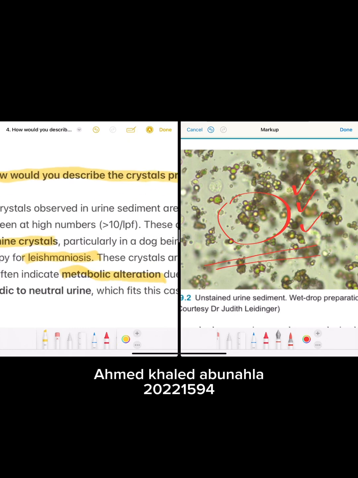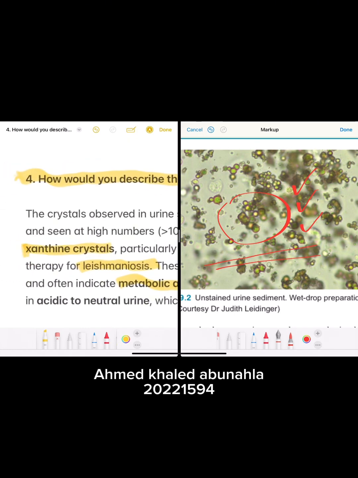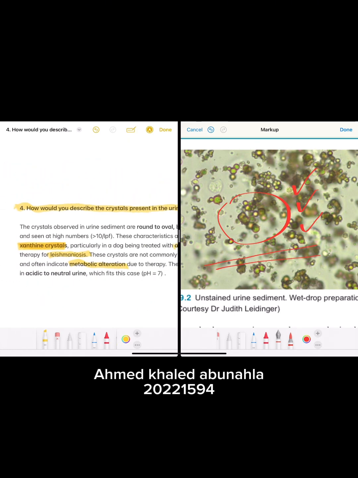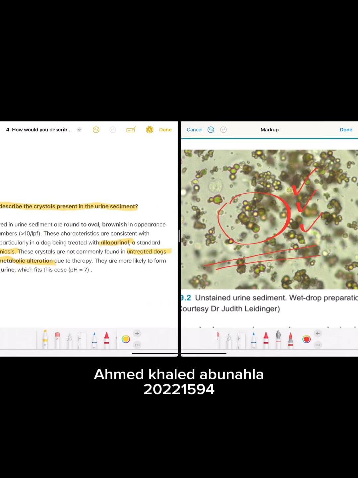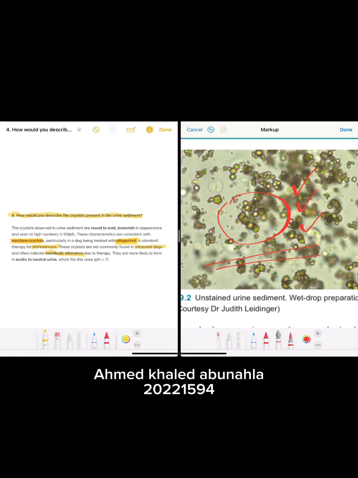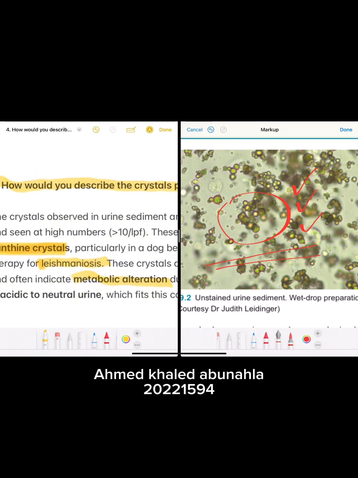So these crystals are xanthine crystals. This is a result of the allopurinol therapy, and this therapy is used for dogs with leishmaniasis disease.